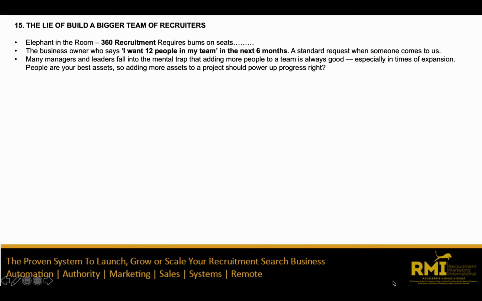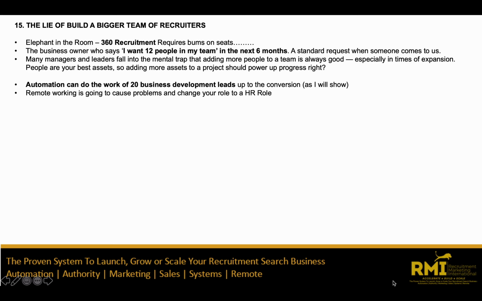Now, we've also got members, one member in particular went from 35 staff members down to 7, and they were doing 8 figures. And he's, in his own words, he said, the most important person in my business is my VA. So when that person is used properly to run a system, fantastic. But just adding bums on seats means you become a manager. So automation could do the work of 20 business development people in terms of getting the leads in, up to conversion. So that means getting 20 times more leads in.